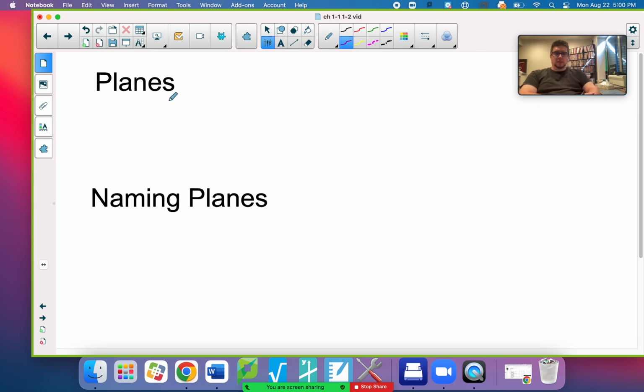On to planes. So planes are perfectly flat surfaces, but flat does not mean horizontal. Flat does not mean vertical. Flat could be in any orientation. It could be rotated any way.